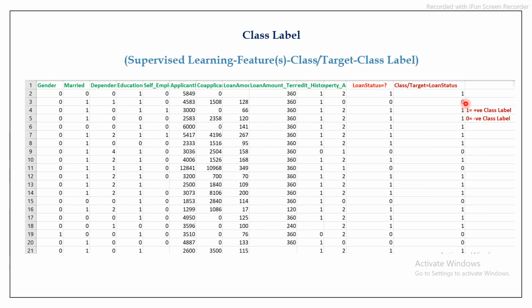Now, as I already told you, we call the loan status a target or class. Either we call it a target variable, or a feature variable. The rest are all called the features, and this one is the target variable. 1 is a positive class, 0 is a negative class. Whenever you see this kind of data, this is a typical problem for classification algorithms. By looking at the target variable, class or label, if it is binary, you can easily say you have to apply a classification algorithm.